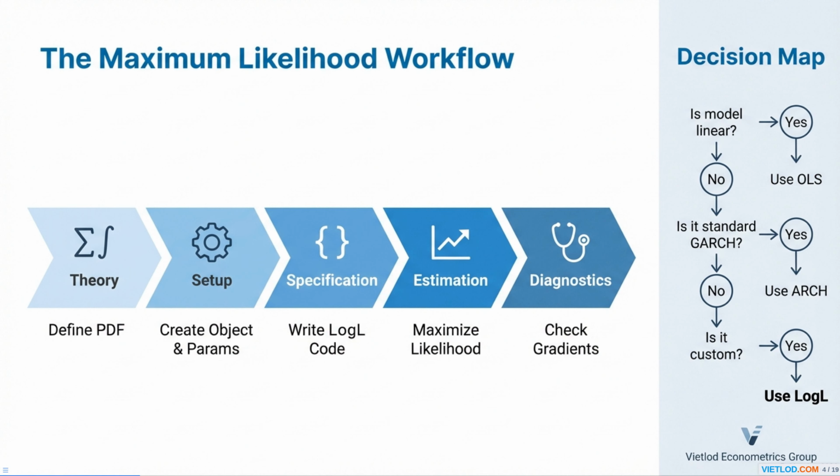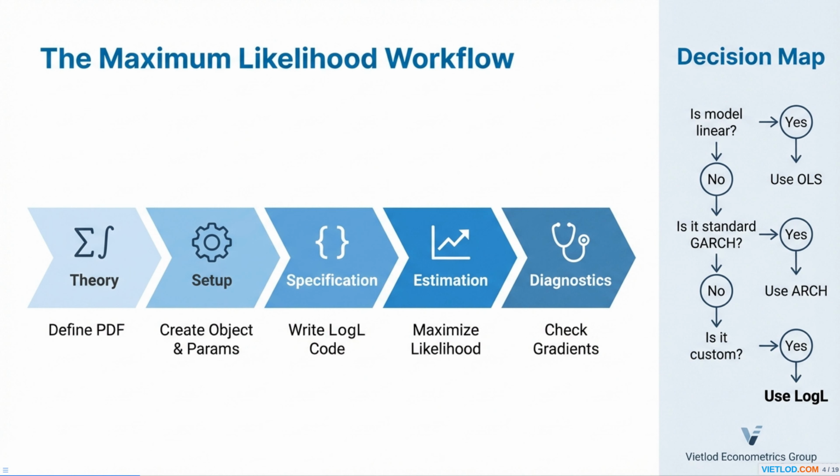The process begins with theory, where you define the probability density function, or PDF, of your model. Next is setup, where you create the LogL object in Eviews and define the parameters to be estimated. Then comes specification, which involves writing the Eviews code that defines the log likelihood contribution for a single observation. Estimation is the step where Eviews optimization algorithms work to maximize the total likelihood function. Finally, diagnostics are crucial. You must check the gradients to ensure the algorithm successfully found a true maximum.